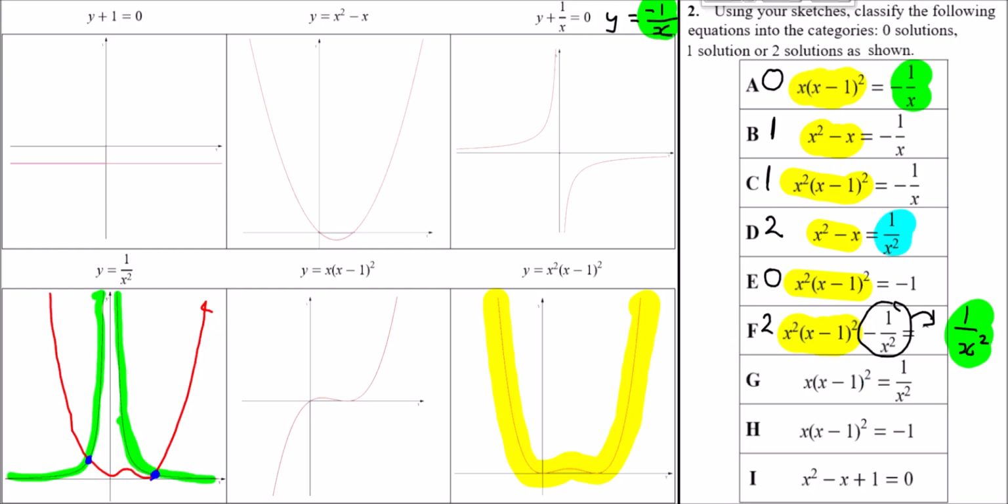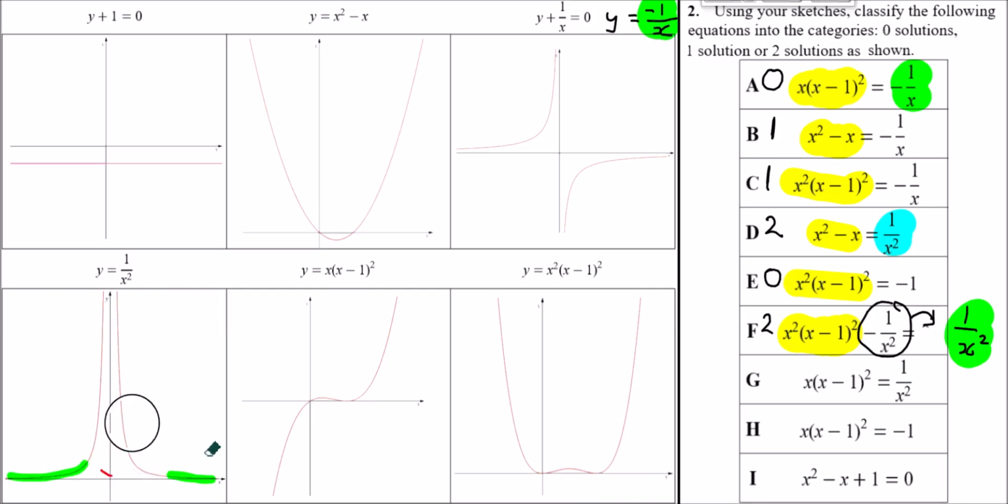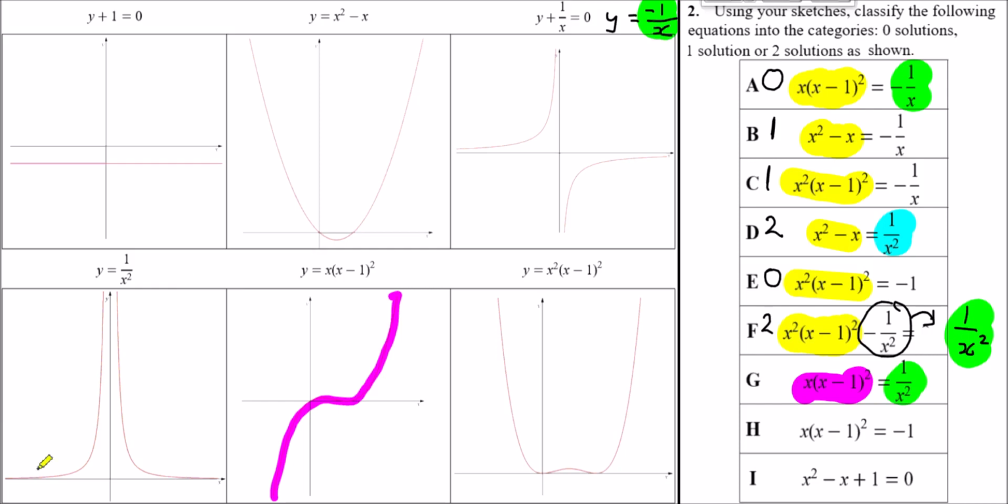Next up, we need to think about G. So let's clear off that one. We're still talking about 1 over x squared. But this time we're thinking about when this cubic, x brackets x minus 1 all squared, I might use a purple colour actually now, just for the hell of it. When does this one intersect with a reciprocal 1 over x squared? So when does this one ever become the same as 1 over x squared? So again, it's just a case of thinking about superimposing one on top of the other and seeing how many times they'd cross over. That's all that there is really to this whole exercise, to be honest.